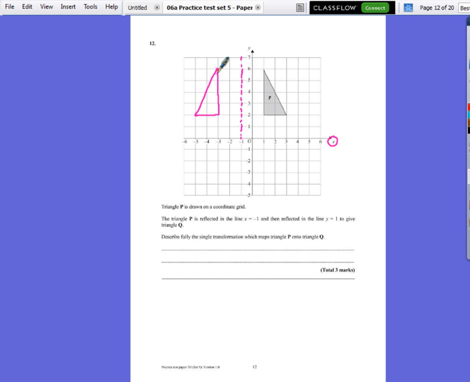And then reflecting in the line y equals 1. So y equals 1 is this line here. It's 1 square away, so if we reflect that down, that will go to there.